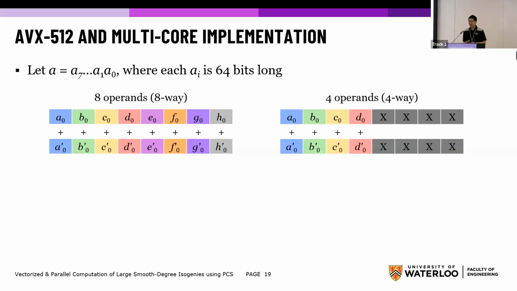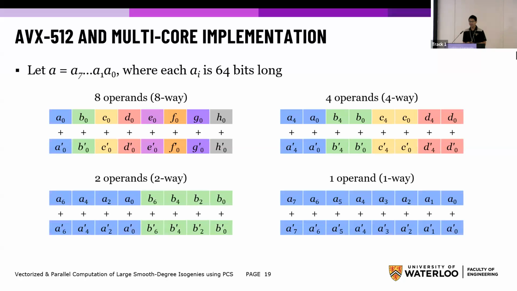But suppose we only have 4 operations to perform. We may not want to use just 4 slots of the vector. Instead, for more efficiency, we can use 2 slots for each number, resulting in 4-way. And similarly, we can come up with 2-way and 1-way use of vector. And because of this, it introduces a bit of complication to the optimization process.